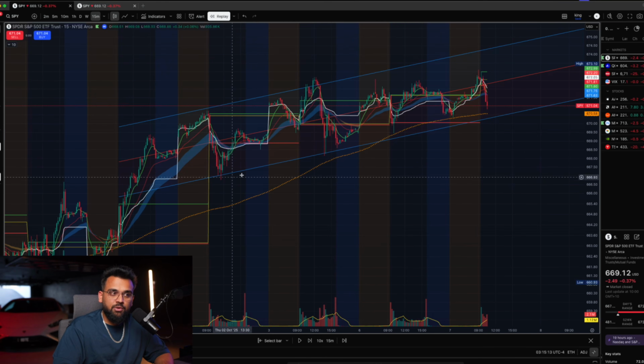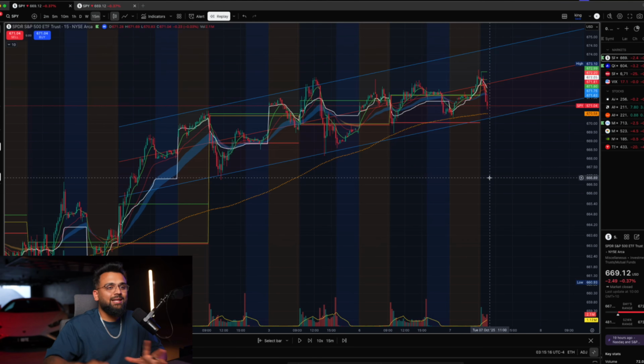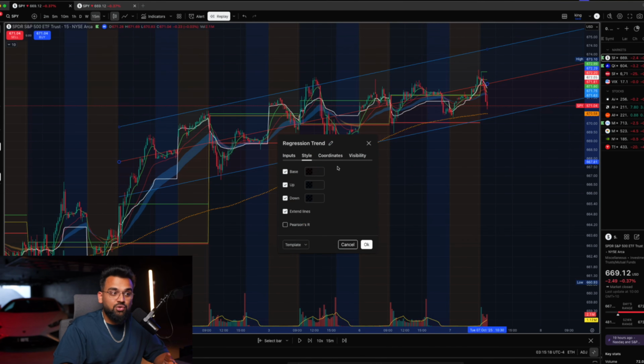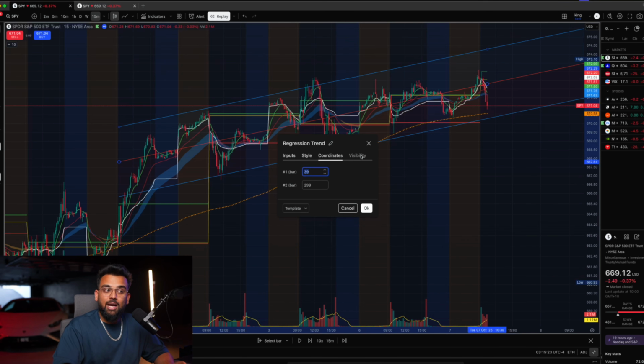It will formulate this beautiful trend line by itself. It will just automatically come up. And these are my settings for it. Make sure you have the exact same settings for this, otherwise it is not going to work. I'm just letting you know.